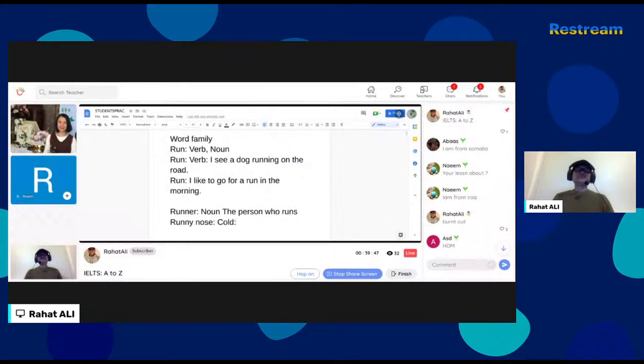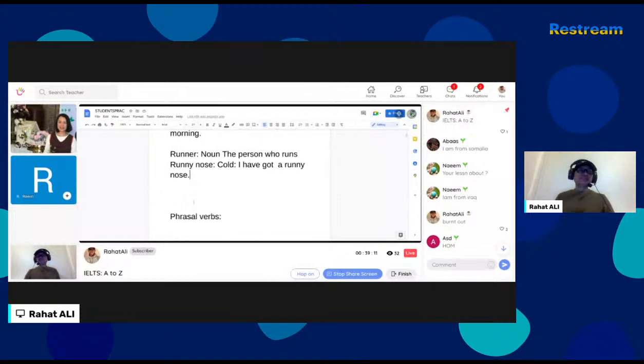Can a nose run? Sometimes people say no, a nose can't run, but we still use runny nose. Like, I've got a runny nose, for example. I've got a runny nose. Okay. So runner is the person who runs. So you can say he's a good runner in the Olympics or the school sports.